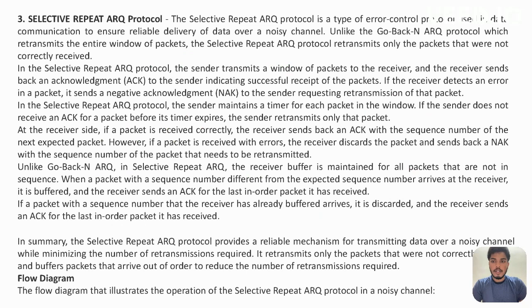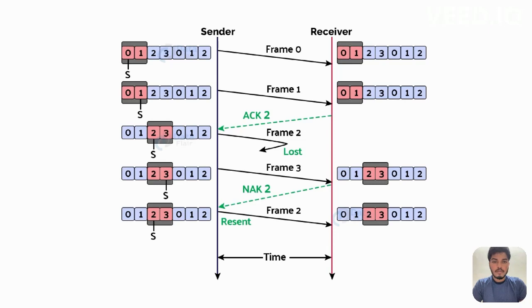Third one is the selective repeat ARQ protocol. The selective repeat ARQ is a type of error control protocol used in data communication to ensure reliable delivery of data over a noisy channel. Unlike the go back N ARQ protocol, which retransmits the entire window of packets, the selective repeat ARQ protocol retransmits only the packets that were not correctly received. Let's discuss the flow diagram.